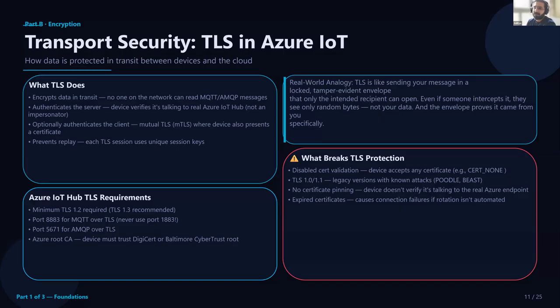The second failure is using legacy versions like TLS 1.0, 1.1, or a lot of SSL versions with known attacks like Poodle and Beast. Nowadays, any script kiddies, if they find these, just run attacks right away. The third failure is expired certificates. If you do not automate certificate rotation, devices start failing connections when certificates expire. This is an availability failure that is entirely preventable.